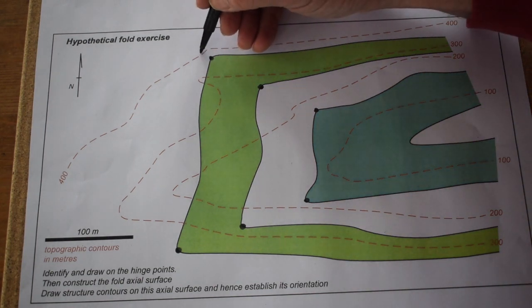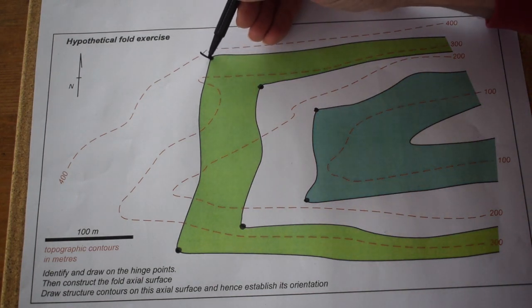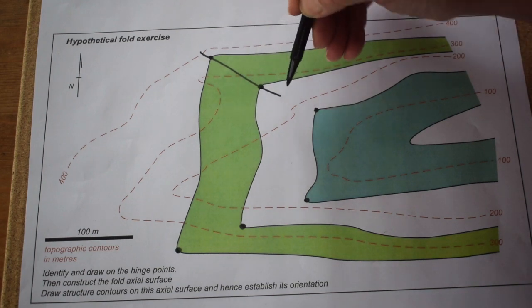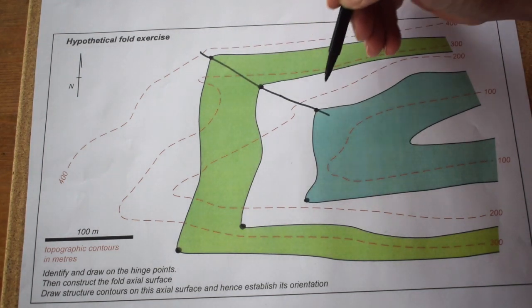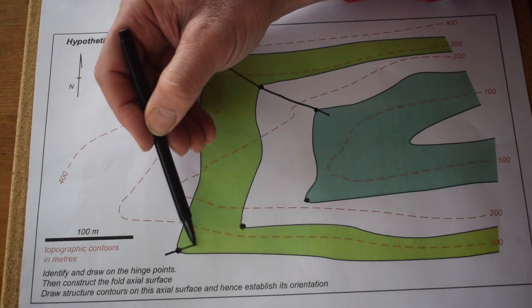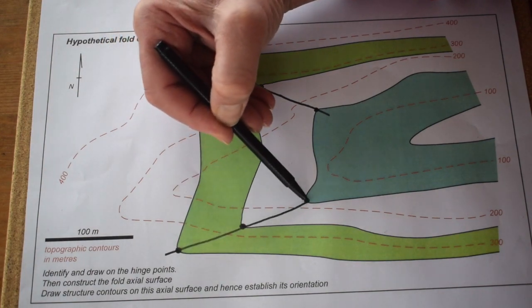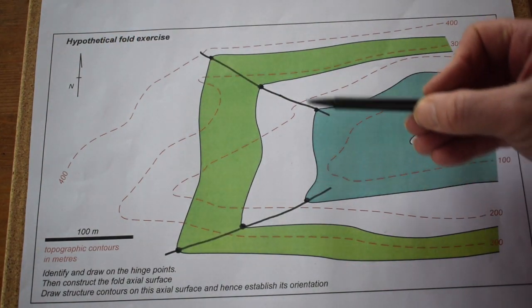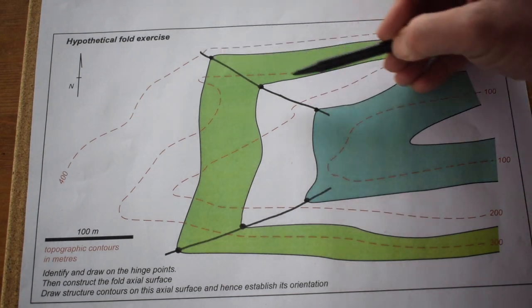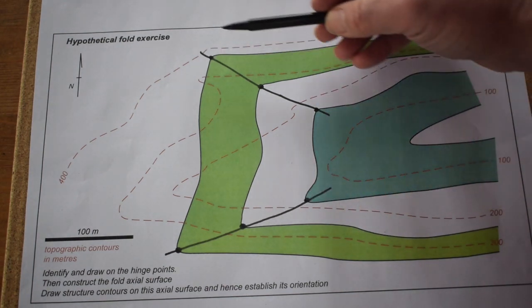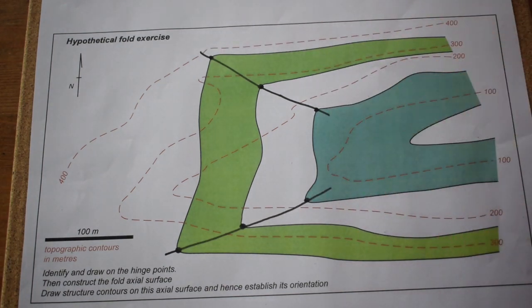So the hinge line here is part of an axial surface that comes down something like this to join into this position. And I'll just do the same on this side of the valley here, coming down like this. So those are two parts of an axial trace, which is the outcrop pattern the axial surface makes on the plane of the map.